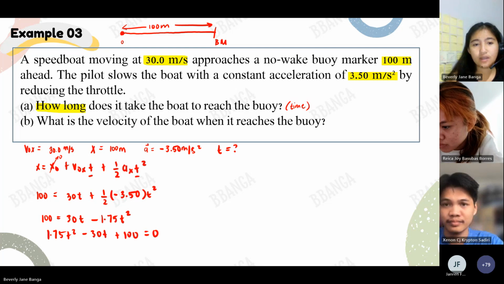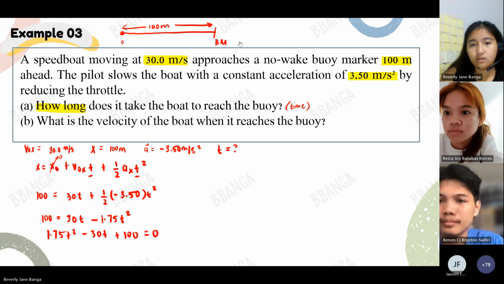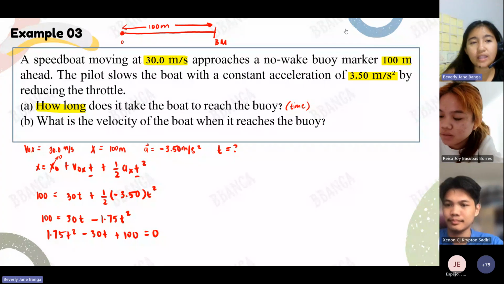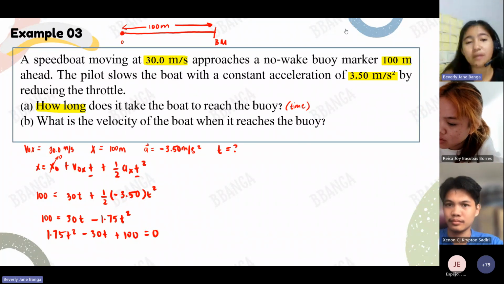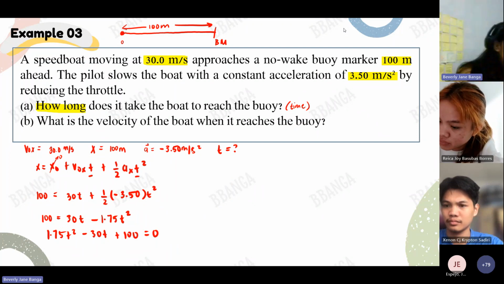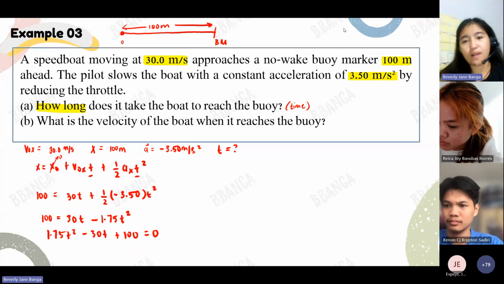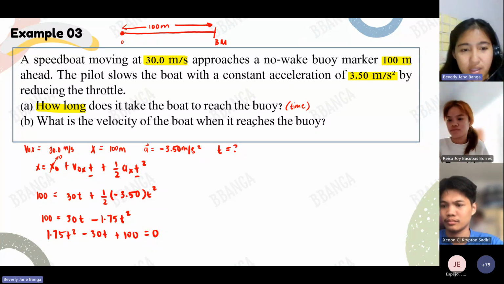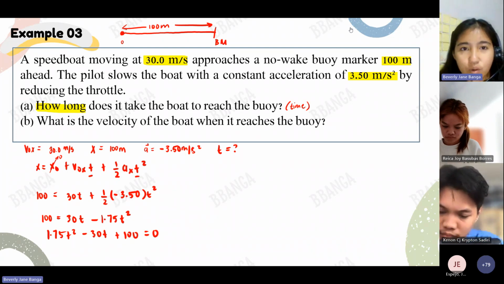Anong kamukha ng equation na to, class? Quadratic formula, ma'am. Okay, kamukha niya na yung quadratic natin. So, you can extract t using quadratic formula. Pero syempre, hindi na tayo magmamanual na negative b plus minus square root of b squared minus 4ac over 2a. Wala nang ganun dapat. So, you can use your calculator to get the t values. I'll just wait here. So, Janren, pakisolve yung t and let me know what's the answer.